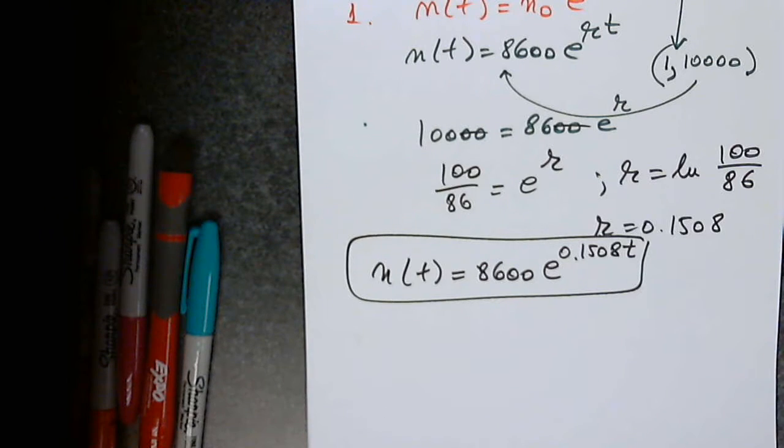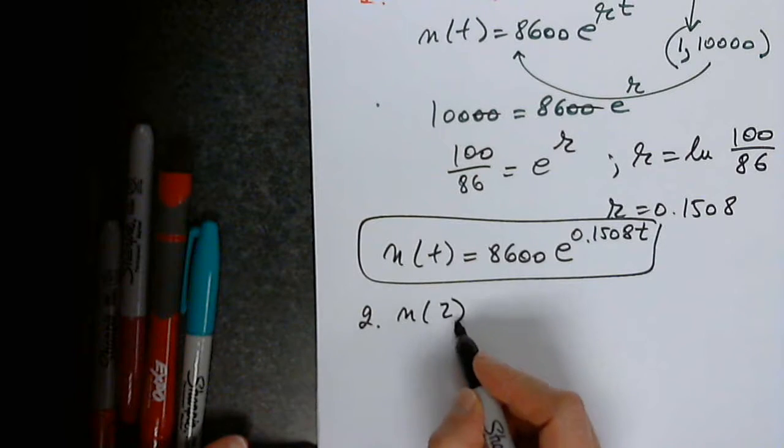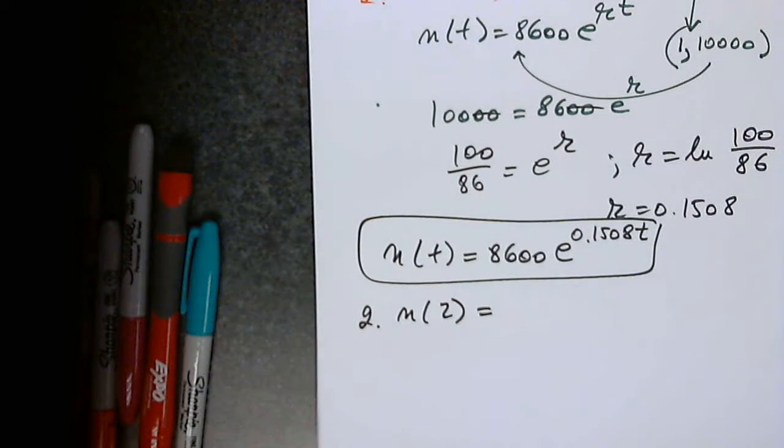So find the number of bacteria after 2 hours. Exactly. So N of 2. So 8,600 multiplied by e to, I want parentheses, to 0.15.